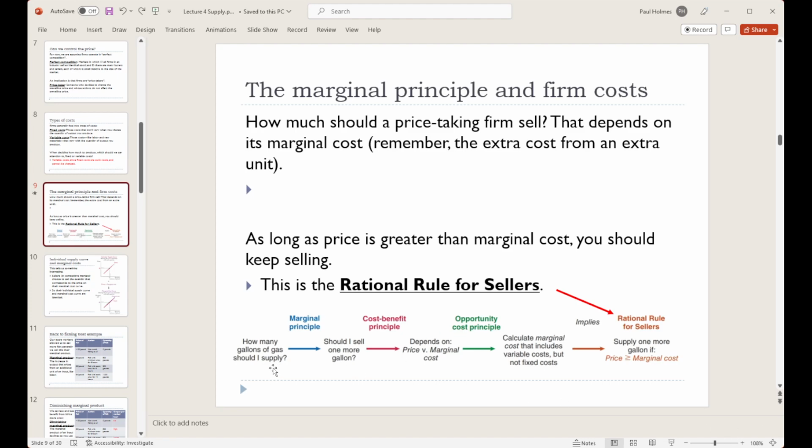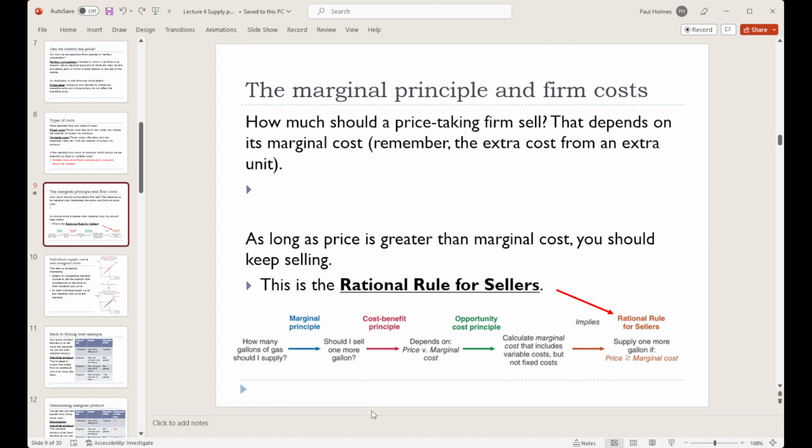So in this particular example, we're thinking about how many gallons of gasoline we should sell. This maybe is not the best example in the world. I don't really love this example because it's hard to think of gas sellers as being perfectly competitive, but this is the example our textbook uses, so that's what I'm going to use here. So we're wondering how many gallons of gas we should sell.